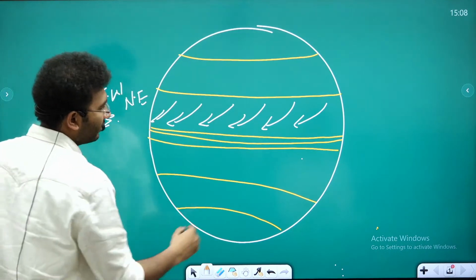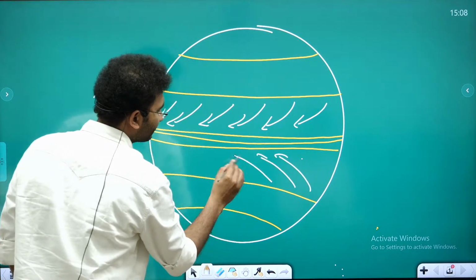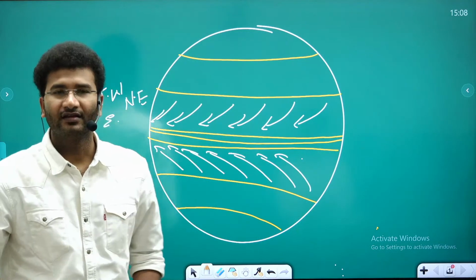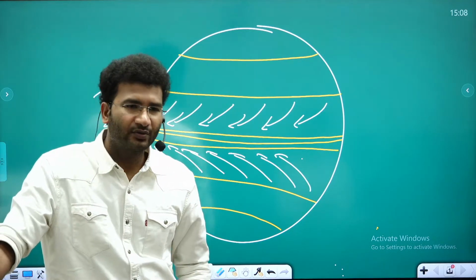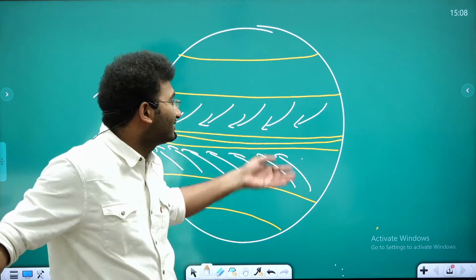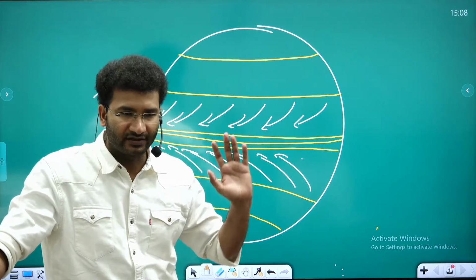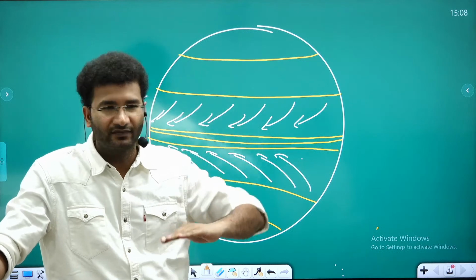Now, these easterly winds are the major reason why you have the monsoons in India. But the ITCZ, the zone present in the center, is never constant. It keeps on moving with the seasons.